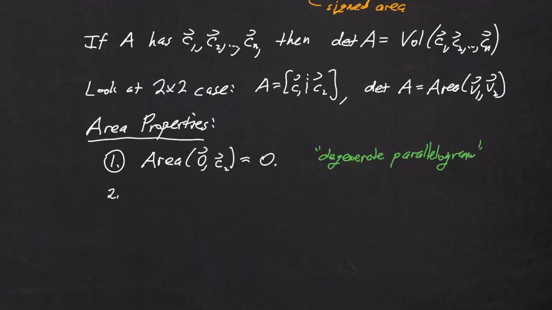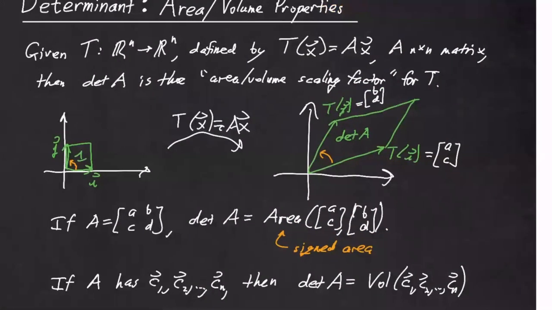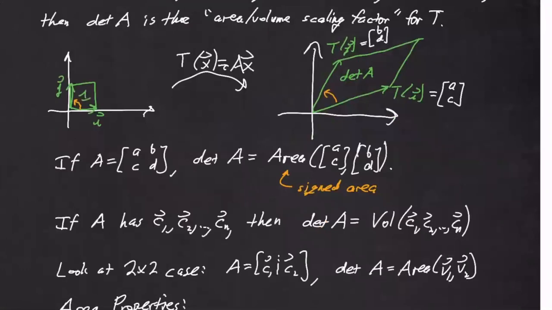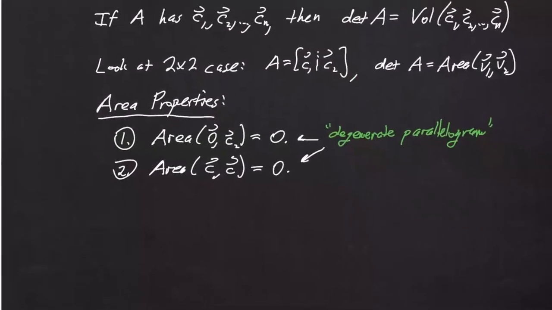Along very similar lines, if we have the same vector repeated twice, which is the same column repeated twice, that also gives us no parallelogram at all. In the picture up here on the right, you'd have the same vector twice and they wouldn't make a parallelogram. So hopefully those are both pretty clear.